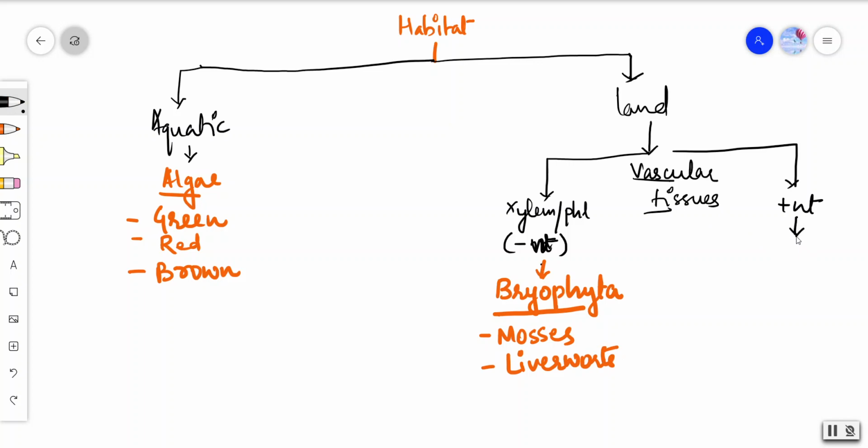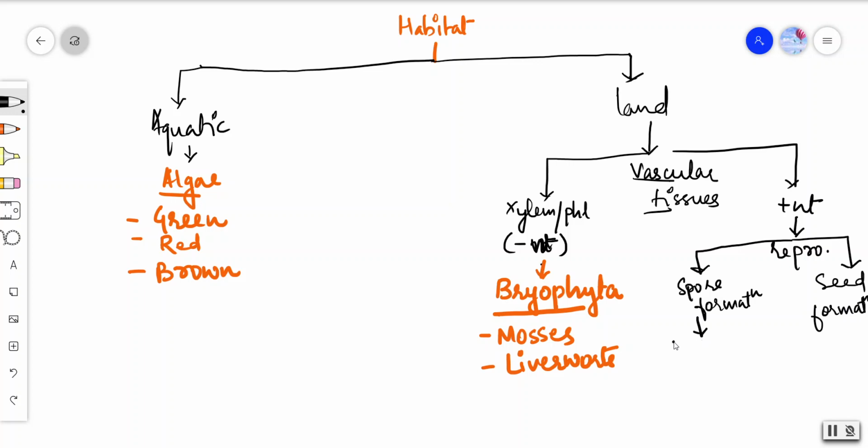Let's take one more characteristic, about reproduction. On the basis of reproduction, they are further divided. Some reproduce through spore formation, another with seed formation. Spore formation can be seen in Pteridophyta. Pteridophyta includes ferns.